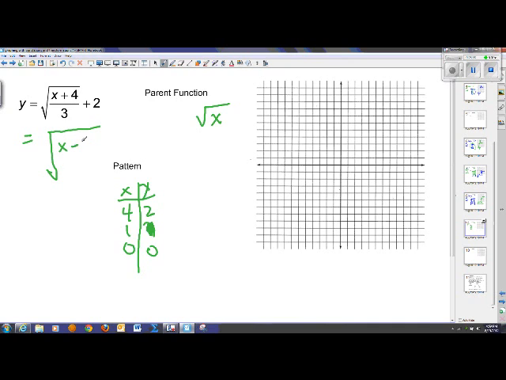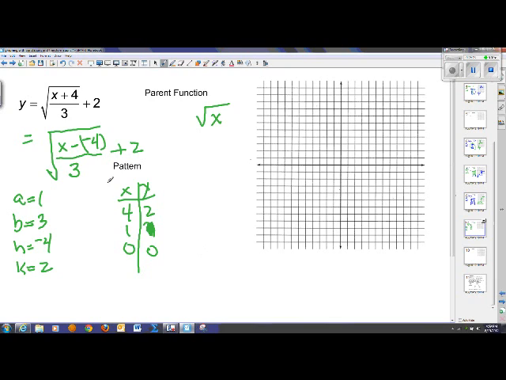X minus a negative 4. Get the plus 2 on the outside. And notice within the function, so within the root, I have a denominator of 3. That's my b value. Out in front, no value, which means a must equal 1. So there's no vertical change to this. But there is a horizontal multiplier of 3. My h value is negative 4, and my k value is positive 2.